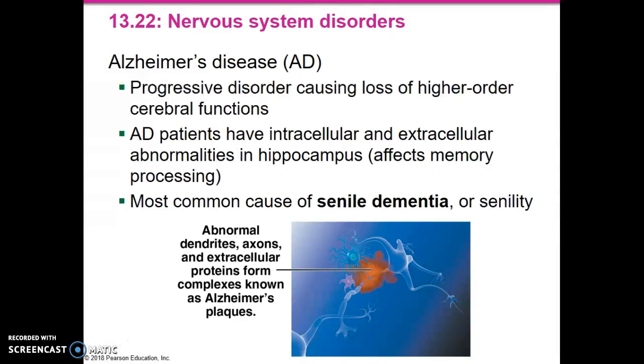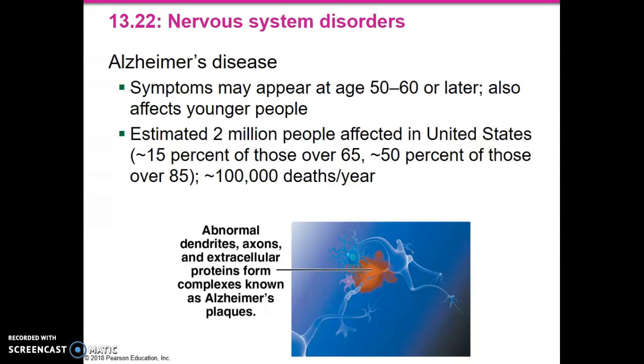Alzheimer's disease is a progressive disorder causing loss of higher order cerebral functions, and these are often problems in the hippocampus, which is the memory center. It is the most common cause of senile dementia or senility. Symptoms may appear at age 50 to 60 or later. It also affects younger people. Approximately 2 million people have it. 50% of the 2 million are over 65, 50% are over 85, and it is responsible for about 100,000 deaths per year.